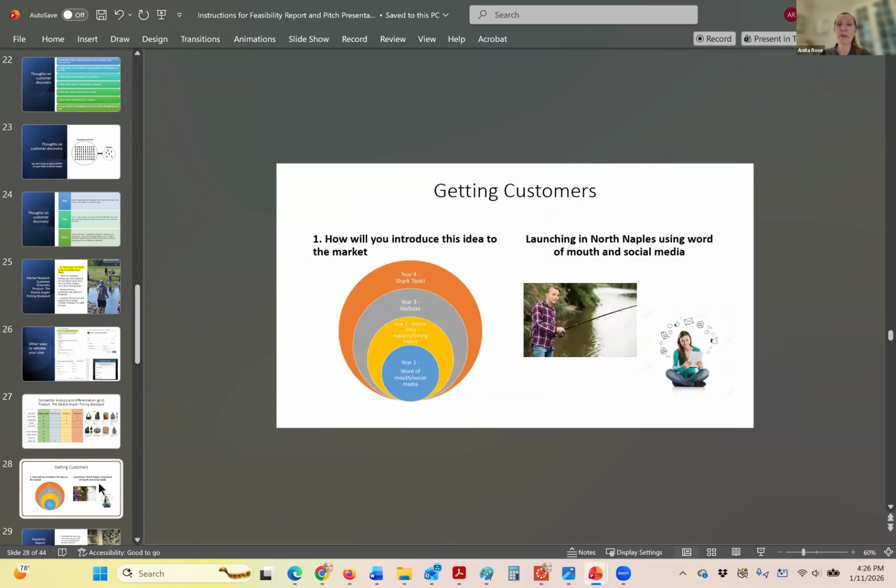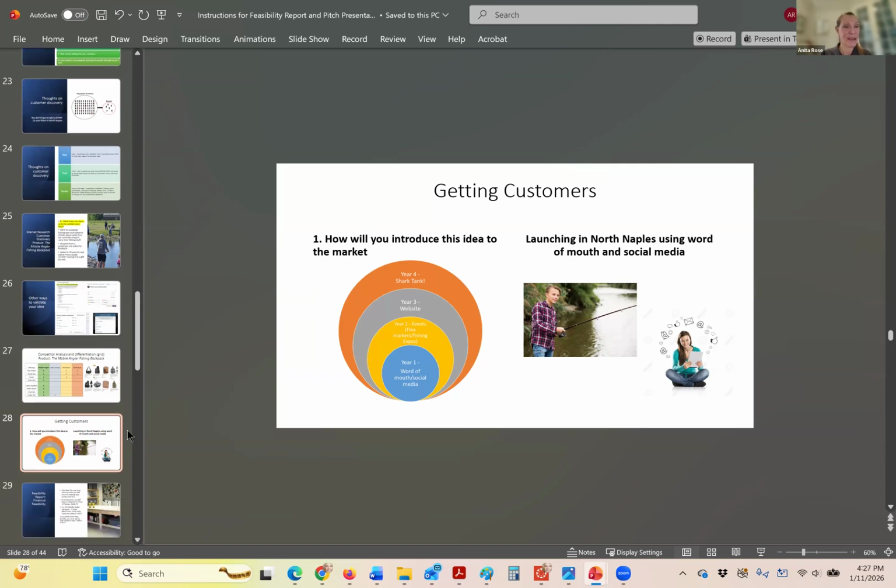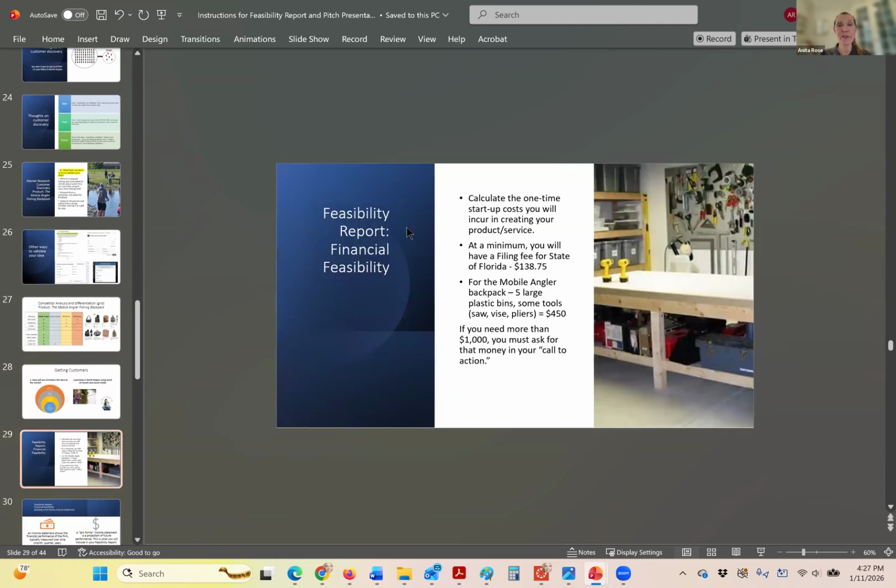And then we want to think about how we're going to obtain our customers. We want to think about how we introduce the idea. We start off small, maybe word of mouth, social media, and each year we expand and we hope to generate more sales. All right, next, we want to look at the financial feasibility.